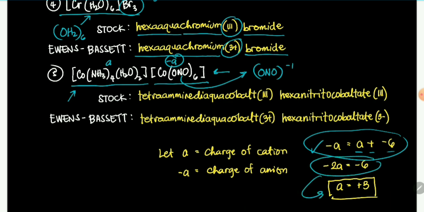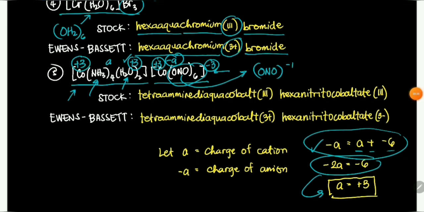So ibig sabihin, the charge, okay, is negative 3 for the anion, plus 3 for the cation. So ibig sabihin, kung negative 3 to at negative 6 due to the 6 ONO or the nitrito ligand, so this should be plus 3. Okay? Since plus 3 to at neutral yung ating ammonia and water, this is plus 3 din. Okay? So now we can name the compound.